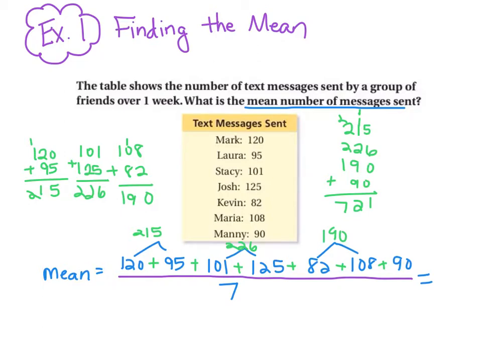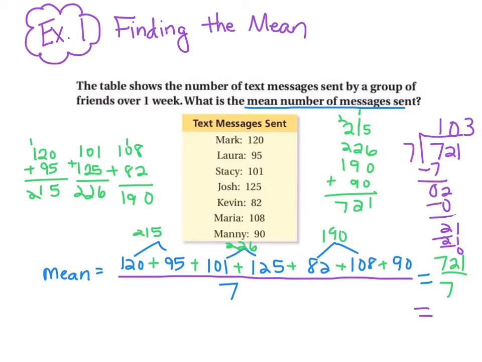I went ahead and added these in groups, so I added these two, these two, these two, and that's what I got. And then over here I added all of those, plus I didn't forget about the 90, and altogether my sum was 721. So I'm going to put that on top here. And then that's going to have to be divided by 7. So again, that's going to require some long division on your part.